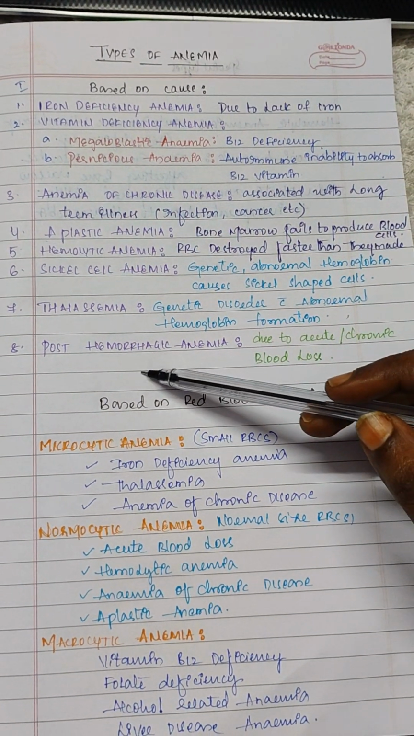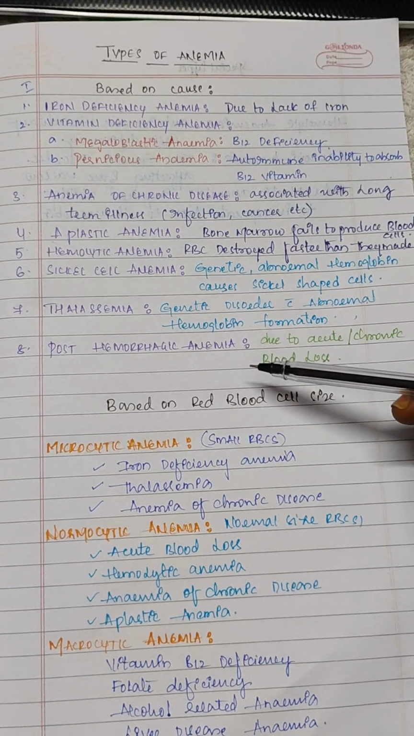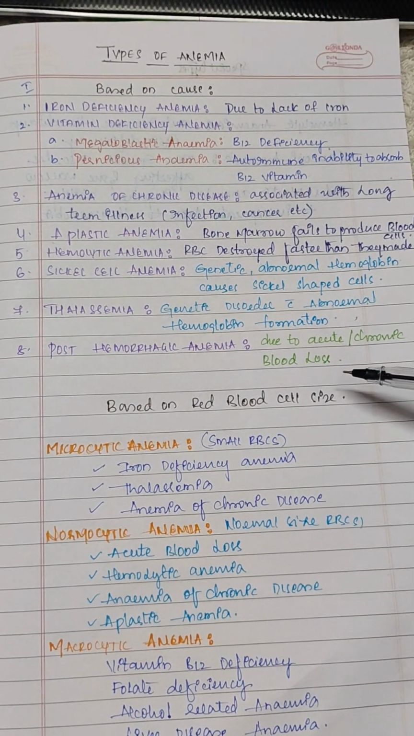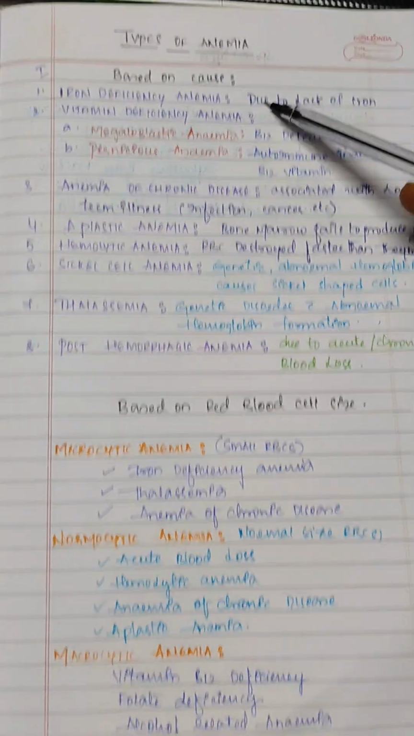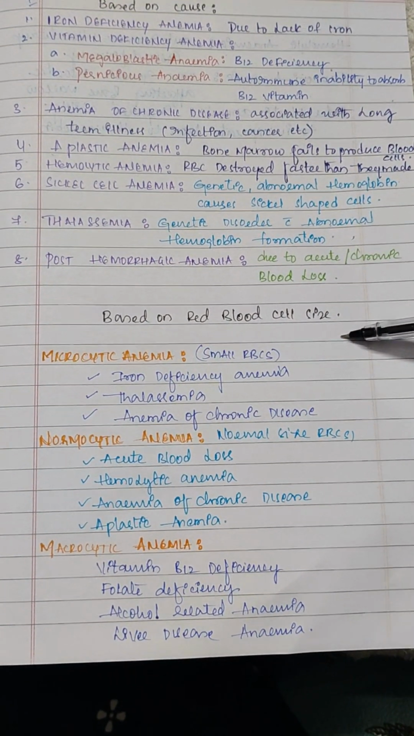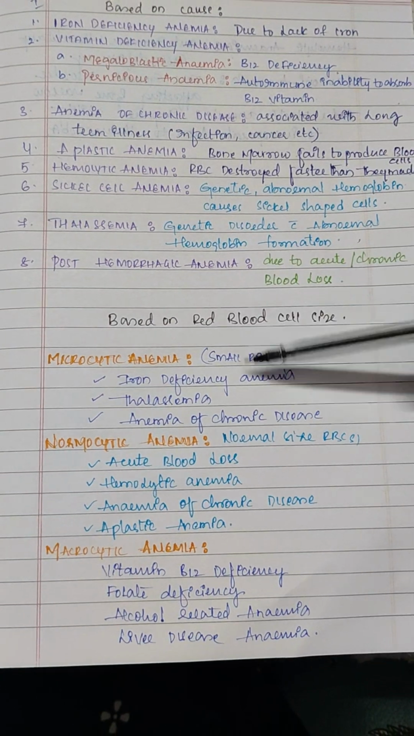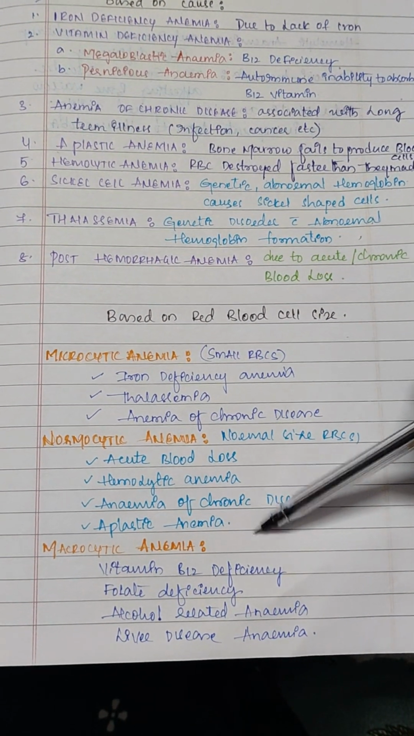The next one, post hemorrhagic anemia. Here this anemia is caused by acute or chronic blood loss. So this is about anemia based on the cause. The next one, anemia based on red blood cell size: microcytic anemia, normocytic anemia and macrocytic anemia.